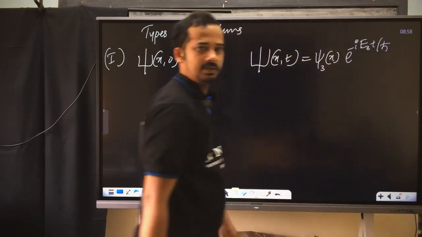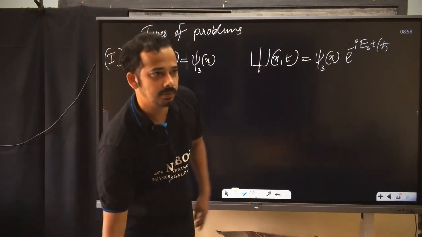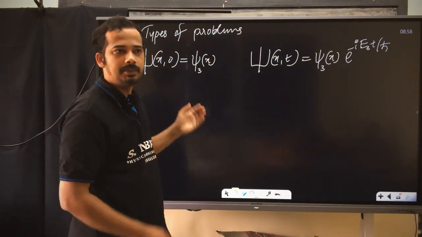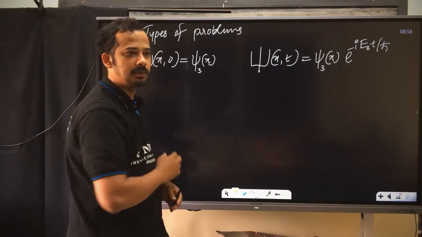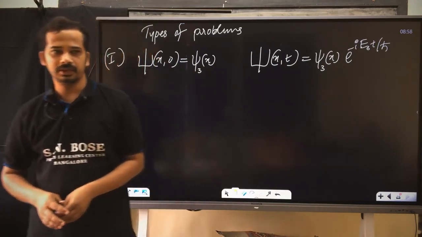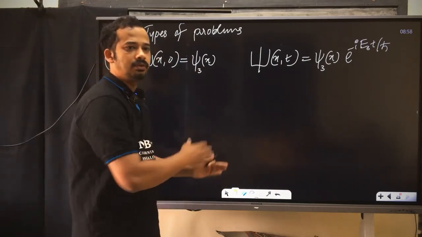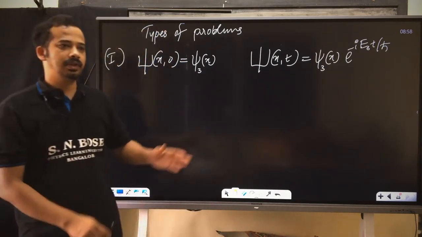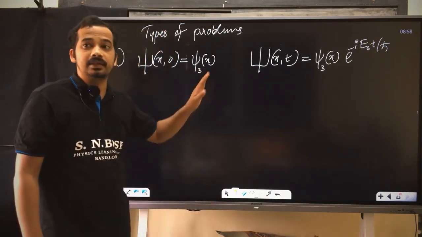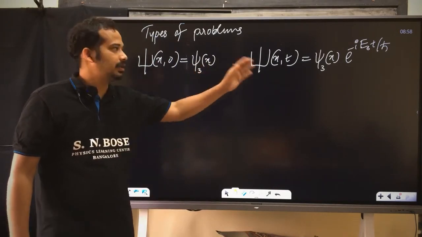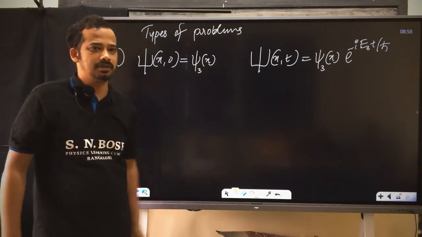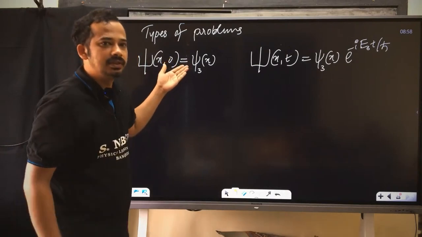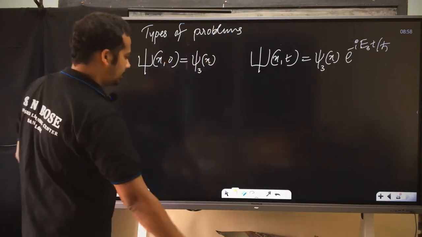It's very simple. I don't think here they will ask time evolution. They may ask some probability: what is the probability of finding the particle in the left half of the box? What is the probability of finding the particle from 0 to a by 3? Or what is the average value? That kind of question they will ask here. They will not ask time evolution. It's very simple, because it's already written in terms of basis.